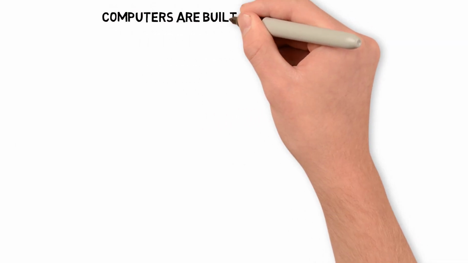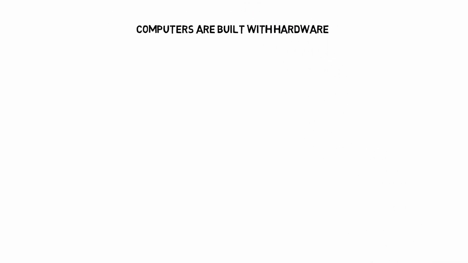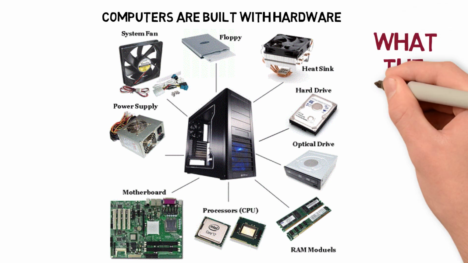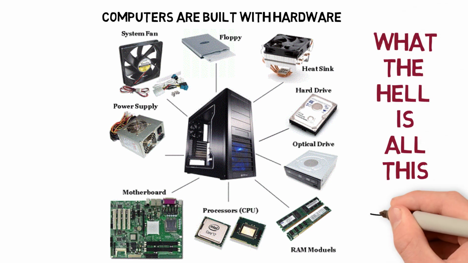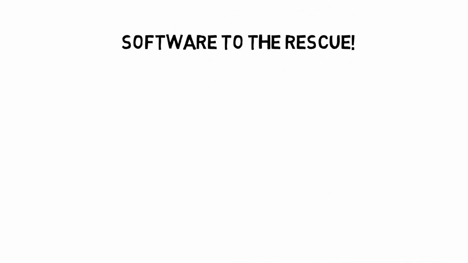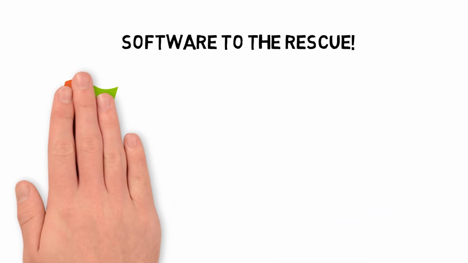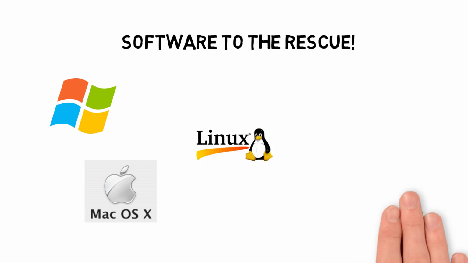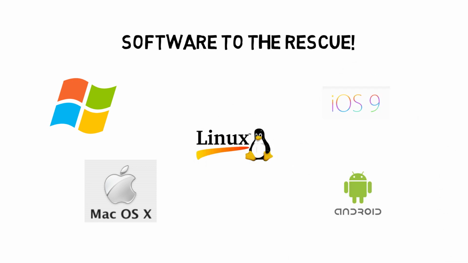Computers are built with physical parts called hardware. Hardware, on its own, is pretty hard to use for a regular person like you and me. That is where software comes in. Software is what typically makes a computer easy to use. Examples of software are Windows, Mac OS X, Linux, Android, and iOS. The software that I just mentioned are examples of software that are able to control hardware.